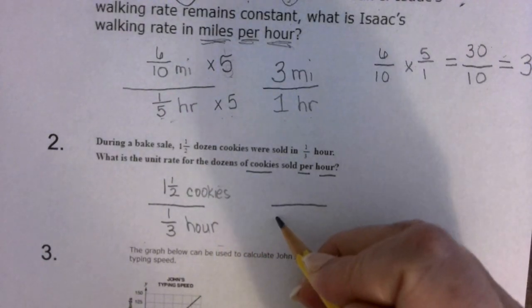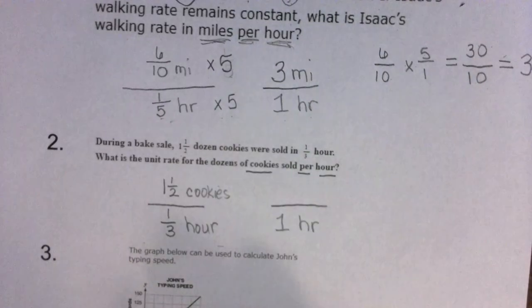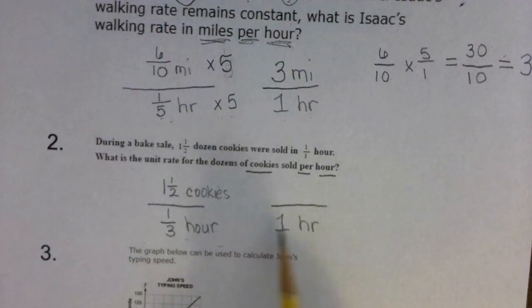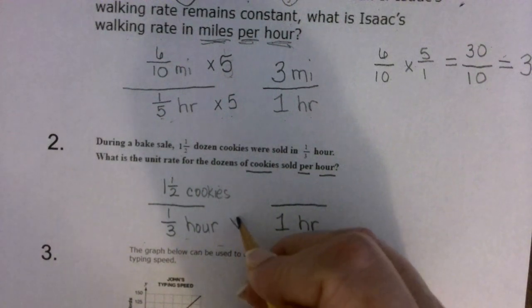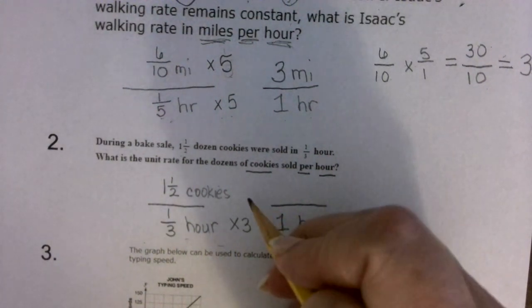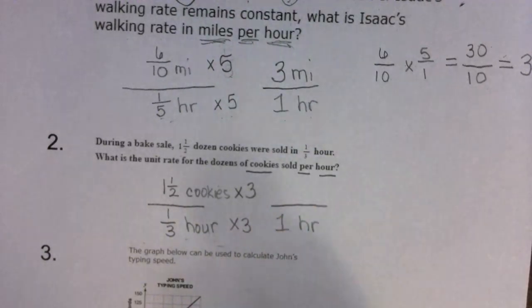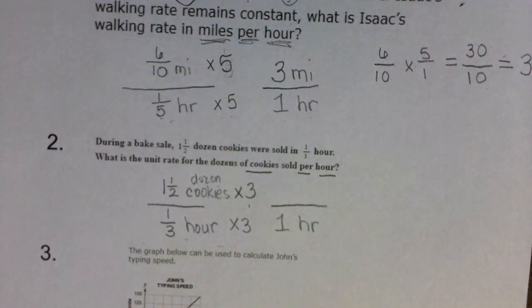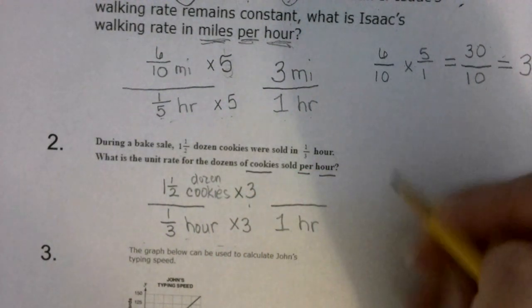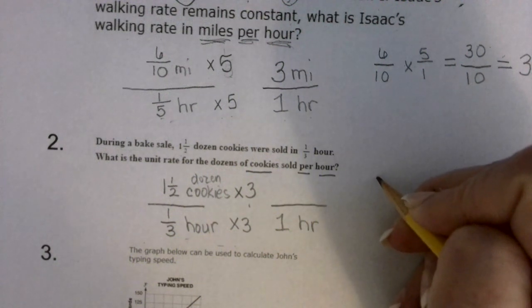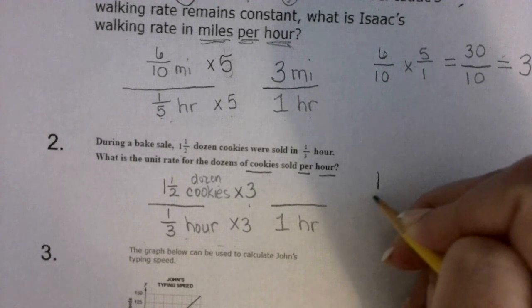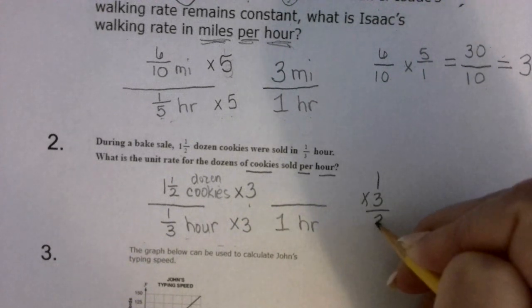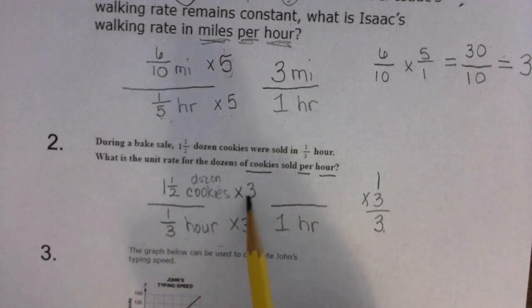And if we want the cookies in 1 hour, well, we take our third of an hour and we multiply that times 3, will give us a full hour. And then whatever we do on the denominator, we have to do to the numerator. So we have 1.5 dozen cookies. Sorry, that's dozen cookies times 3. So the easiest way to do that is we can just take 1 times 3, and that's going to give us 3. So that's my 1 times 3.